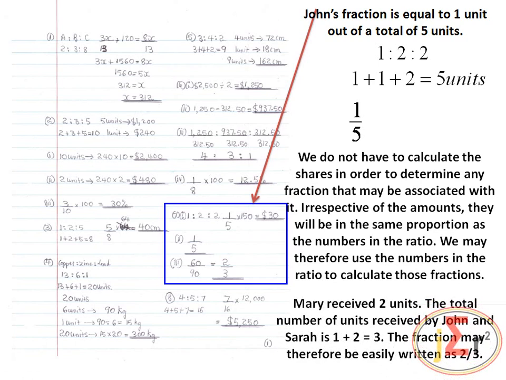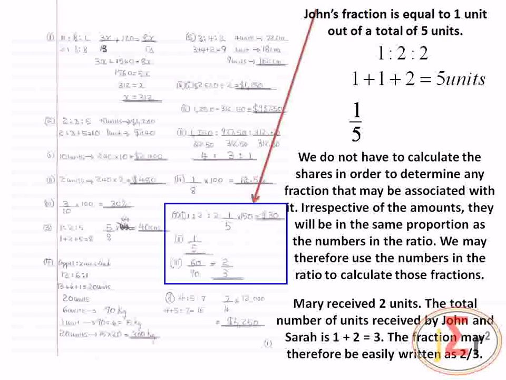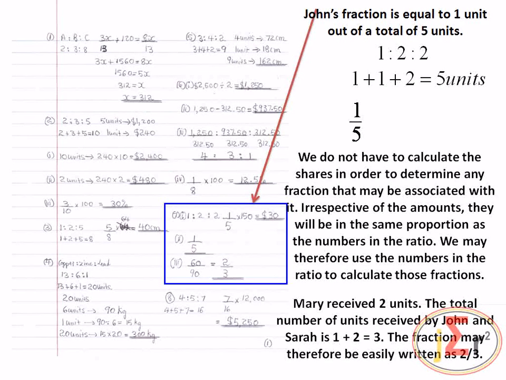Mary received 2 units. But why are we saying that? Because it says express Mary's share as a fraction of the total amount received by John and Sarah.